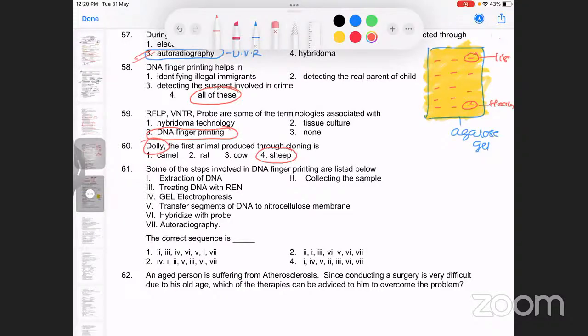So some of the steps involved in DNA fingerprinting are listed: collection of the sample, extraction of DNA, treating DNA with restriction endonuclease, gel electrophoresis, transfer of DNA into nitrocellulose, autoradiograph. So it is 2, 1, 3, 4, 5, 6, and 7. First collection of the sample, then extraction of DNA, then you have to treat it with restriction endonuclease, then gel electrophoresis, transfer of that onto nitrocellulose membrane, then hybridization and autoradiograph.